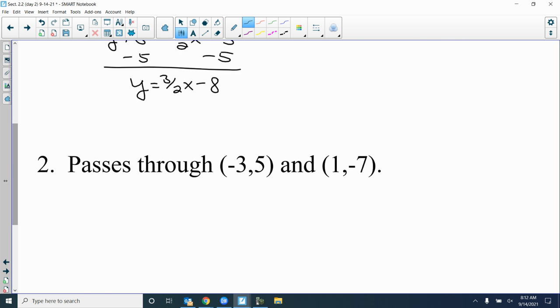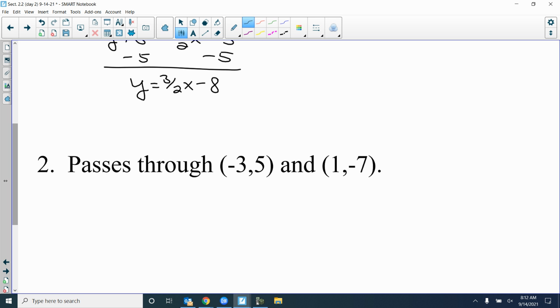All right, I just want the equation of the line that goes through those 2 points. So it goes through -3, 5, and 1, -7. Well, the last one I gave you a point, and I gave you the slope. This one I gave you 2 points. What didn't I give you? I didn't give you the slope.